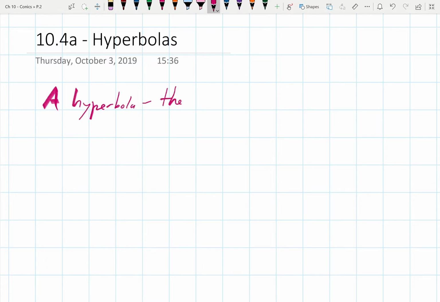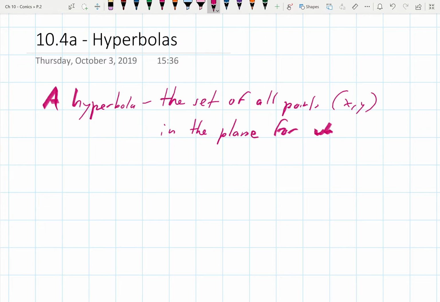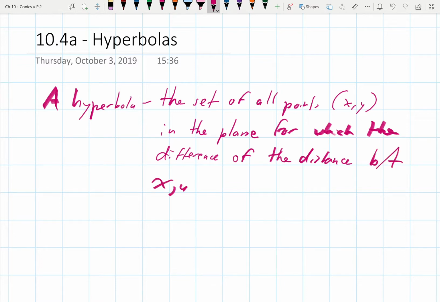A hyperbola is the set of all points xy in the plane. What do you think the word change I'm going to make is? Not the sum, the difference, in the plane for which the difference of the distance between xy and two foci is constant.